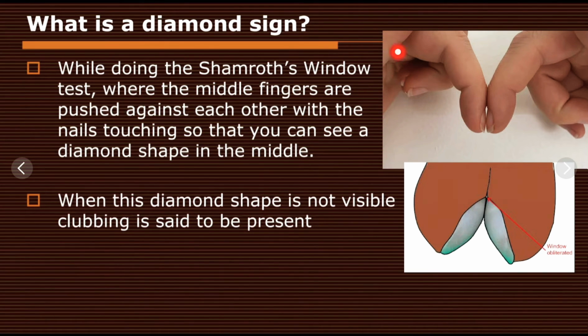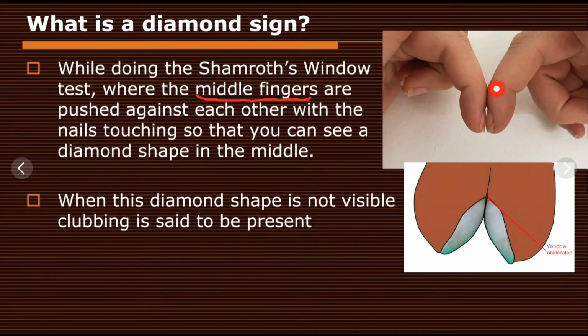While doing the Schamroth window test, which is specific to the middle fingers, the middle fingers are pushed against each other with the nails touching so that you can see a diamond shape in the middle. When the diamond shape is not visible, then we will call it a clubbed finger.